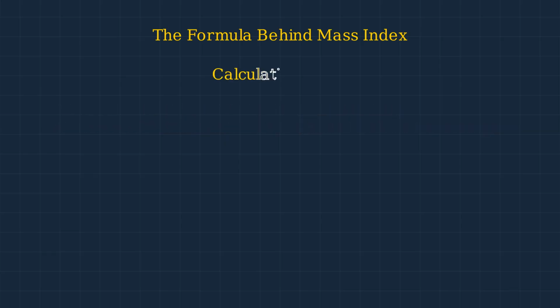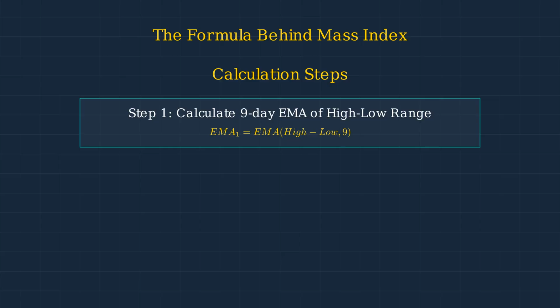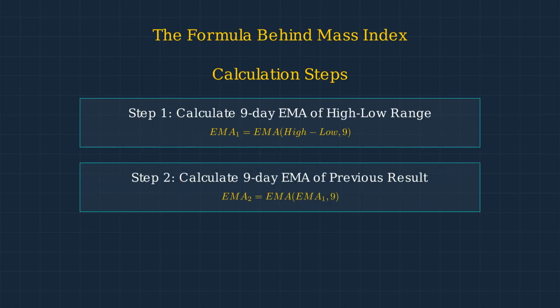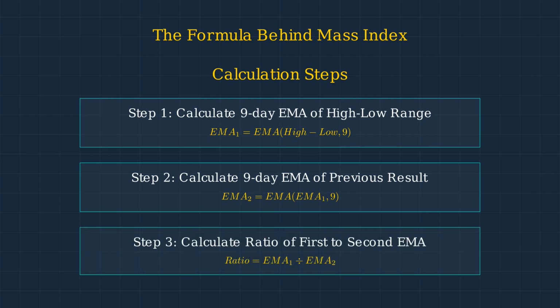The mass index calculation involves four distinct steps. First, calculate the 9-day exponential moving average of the high-low range for each price bar. Second, calculate another 9-day exponential moving average of the result from step 1. Third, divide the first EMA by the second EMA to get a ratio. Finally, sum this ratio over a 25-day period to obtain the mass index value.